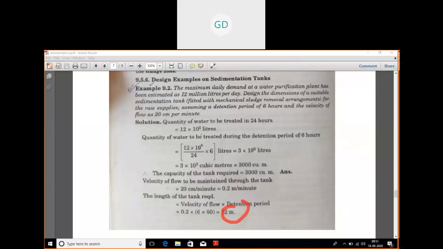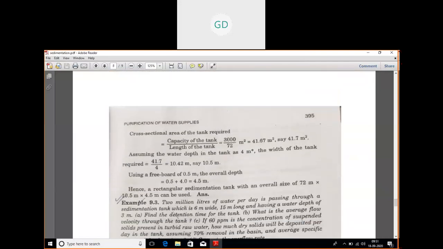Okay, so after getting the length, now we need to find out the depth. We need to find the depth also, and we need to find the width also. For finding the width of the tank, you need the cross-sectional area. Okay, first you need to find the cross-sectional area.